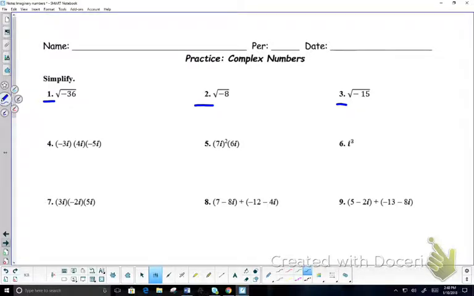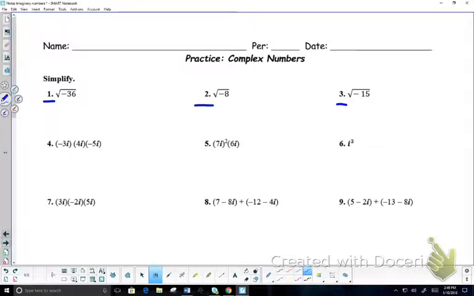Number 1, 6i. Number 2, 2i square root of 2. Number 3, the square root of negative 15, and I got 15 is 3 times 5, so i square root of 15. The only thing that can come out is the negative. If there's a negative inside of the radical, that means it comes out as an i. But other than that, 15, which is 3 times 5, has no buddies, so the 15 stays inside.